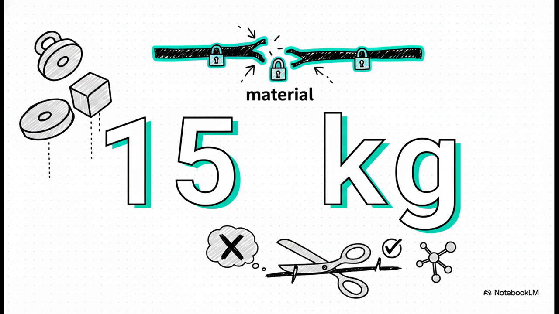Remember the rule we just talked about? Breaking strength is about the material, not the dimensions. Cutting the wire doesn't change what it's made of, so its strength stays exactly the same. Don't let them trick you with that on exam day.